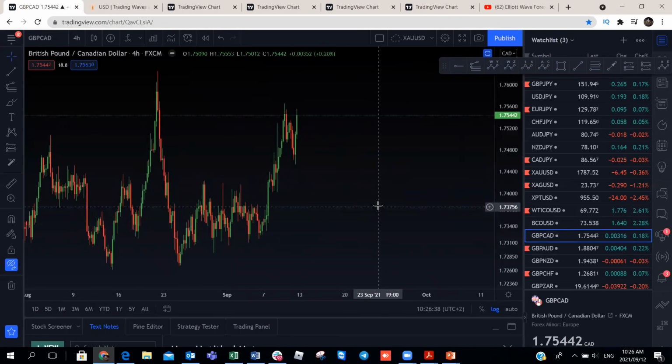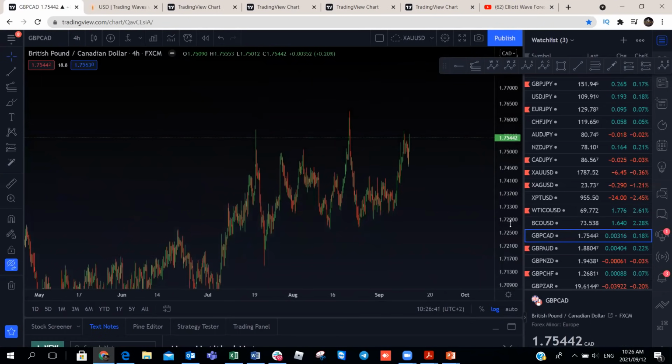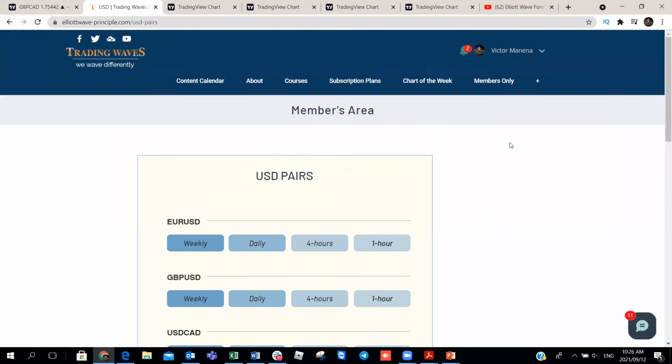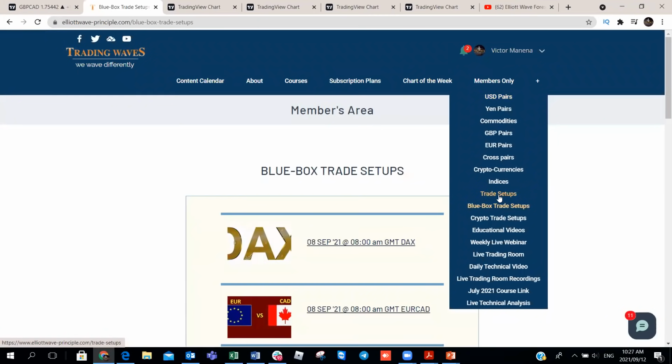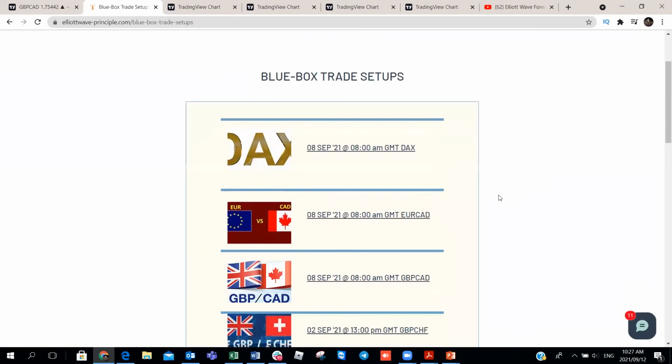Right now, looking at pound CAD. So let's just go back to pound CAD. I can't remember if we've got this one as a trade setup. So let's just go to the pound pairs here. So you can see here we have this one. Excuse me, so let's just have a look here. I just want to see if I've got this one.